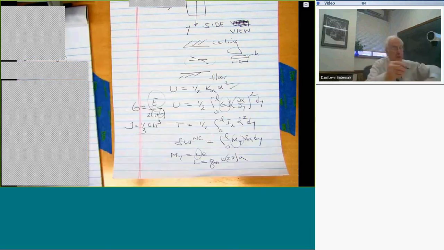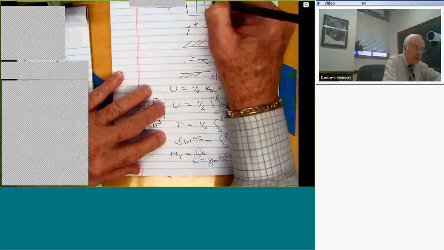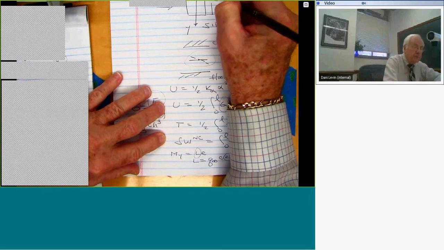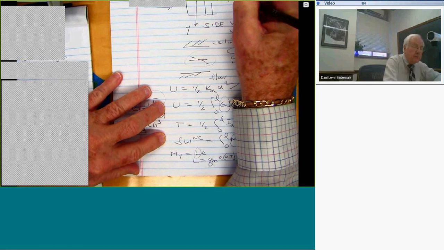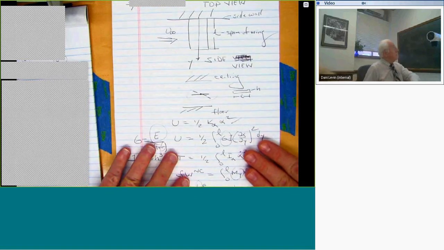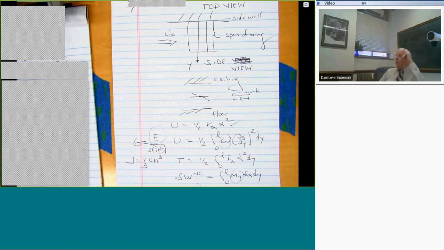Yes, sir. The integrand, is that small l, like a differential l? Which L? The L in the limit? Yeah. No, I'm sorry, I should have said what that is. It's just the length of the wing. It's the span of the wing. Okay. Thank you.